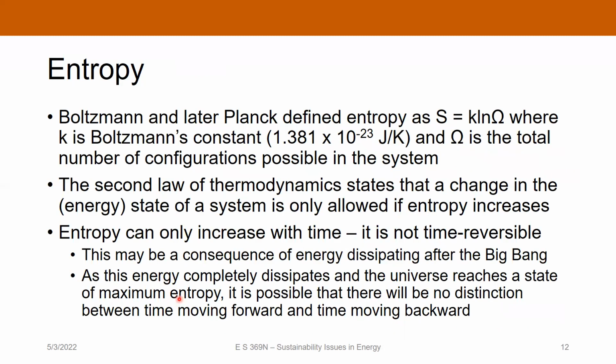Okay, now let's talk a little bit more about entropy. So Ludwig Boltzmann and then later Max Planck came up with the definition of entropy. It's represented by the letter S, and it's k times the natural log of omega. So k is just a constant, which is called Boltzmann's constant. It's got this value here in SI units. And capital omega, that's the total number of possible configurations of the system. Okay, so we'll talk about what that means with respect to our gas mixture in a little bit, but it's looking at the number of different ways the different components of the system can be arranged.